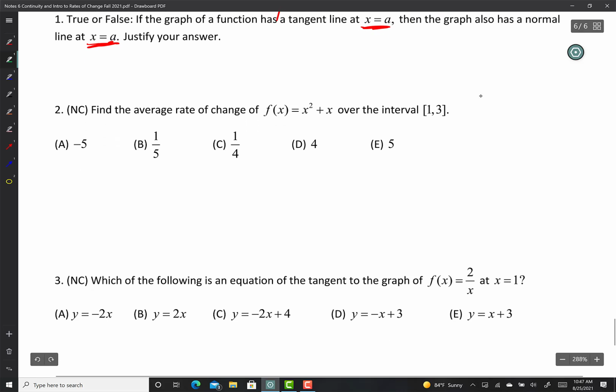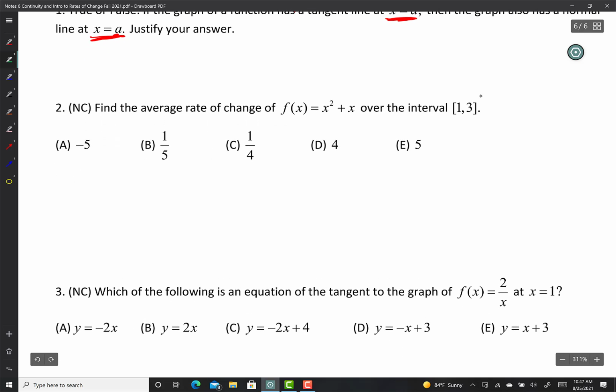It says NC, so no calculator. Use your arithmetic skills and see if you can figure out number 2. I don't think you'll take 2 minutes, so let's take 1 minute. Make an honest attempt, guys. The word average is in there, so you don't need to do the limit. You can just do plain old good old school algebra.